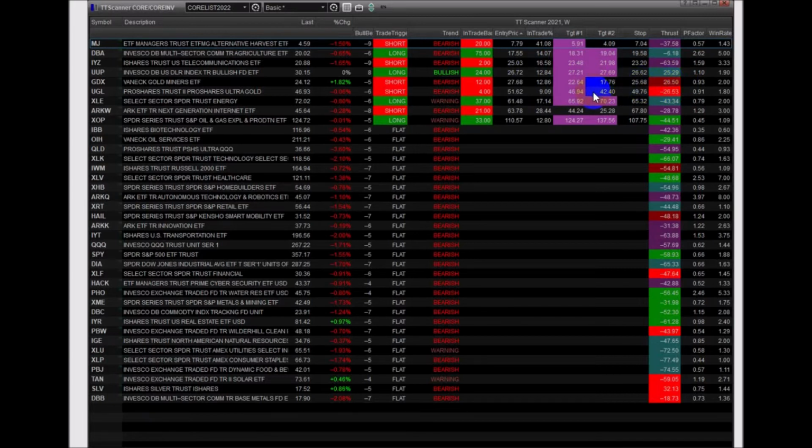Next is UGL, ProShares Ultra Gold. 4 weeks old, 9.09% profit, already hit the first profit target, which you should have pulled 1/3 to 1/2 off. So hypothetically, these should be 1/3 in the first target, 1/3 in the second target, leaving 1/3 to go, or 1/2 on the first target, 1/4 on the second target, leaving 1/4 to trail. So again, holding up okay. This is a short trade, strongly moving downward is what it says.